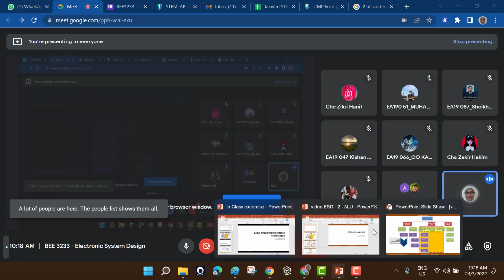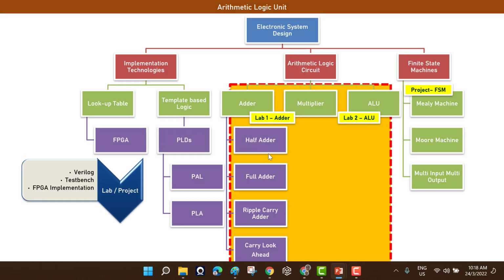Half adder, full adder, two of the basic constructions of adder. And ripple carry adder, we had seen how it is being applied. But it seems like maybe you would require further explanation on ripple carry adder as well as carry look-ahead adder. My aim for today's class is to cover the multiplier as well as the ALU.